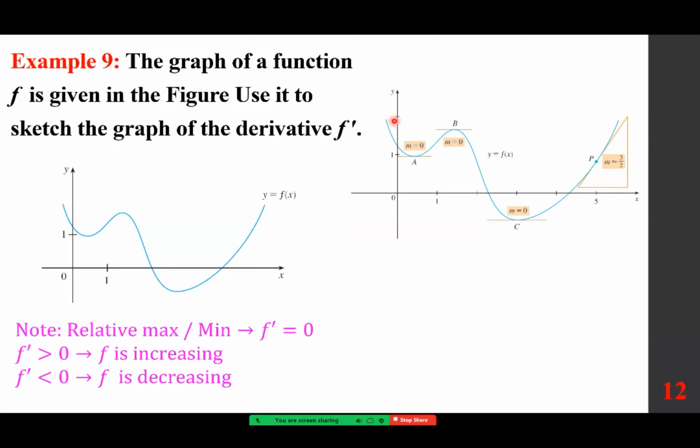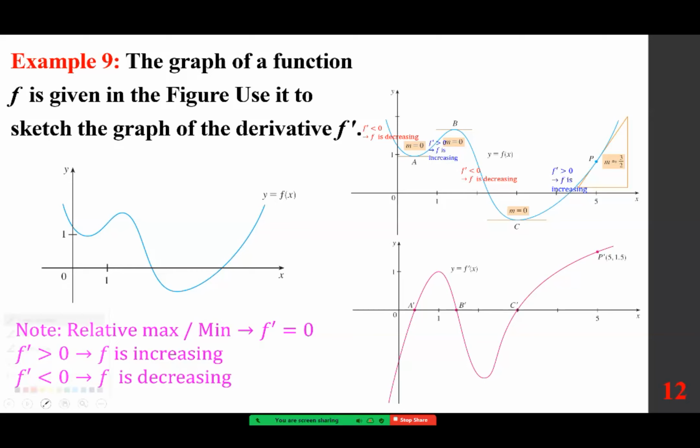Now, as you can see, this is decreasing, this is decreasing, this is increasing, this is increasing. So we're going to write decreasing means f prime is negative, and increasing means f prime is positive, and corresponding to A, we have A prime, B, we have B prime, C, we have C prime. Those are the important points. And then if you graph it, notice what happens, as expected, class. This part is decreasing, so it's below the x-axis.